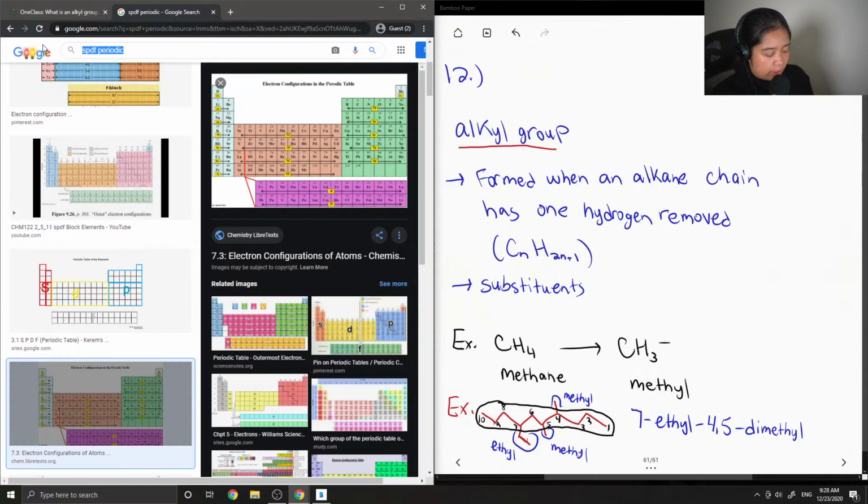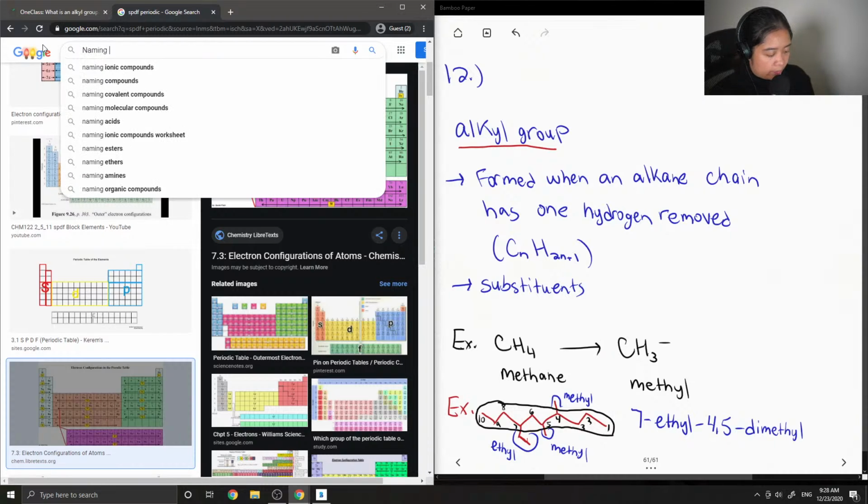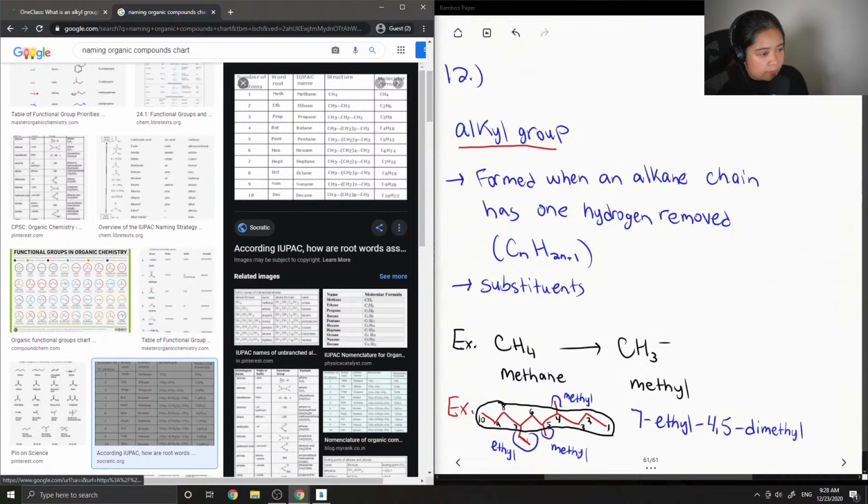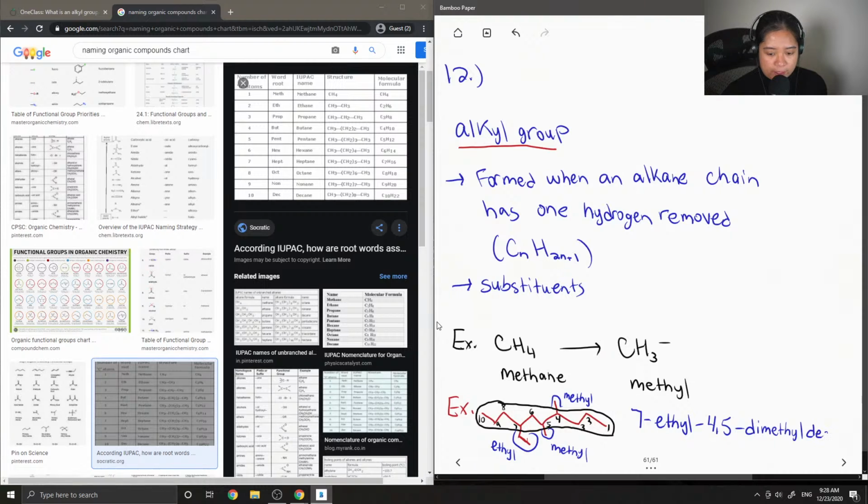So I'll just search naming organic compounds. When you have a 10 carbon chain, it has the root word of dec. And since there are no double bonds or triple bonds, it will just be decane. Okay, so this is 7 ethyl 4, 5 dimethyl decane.